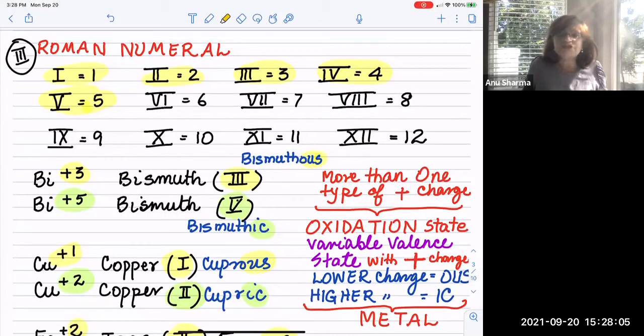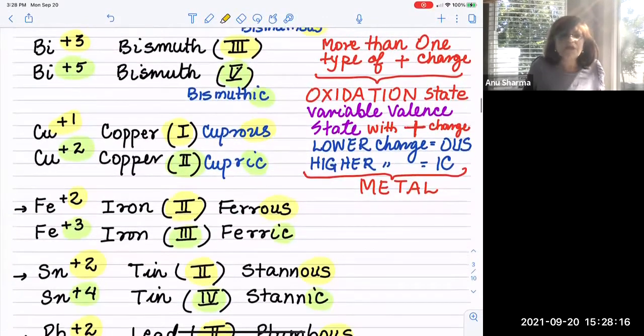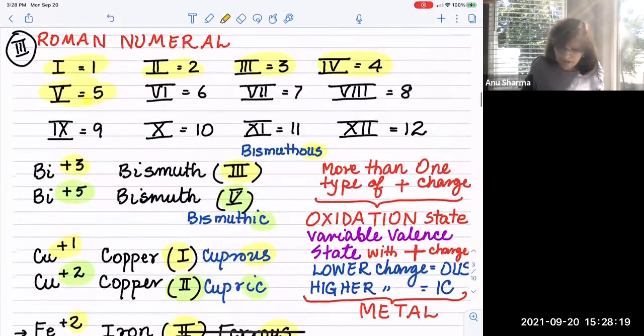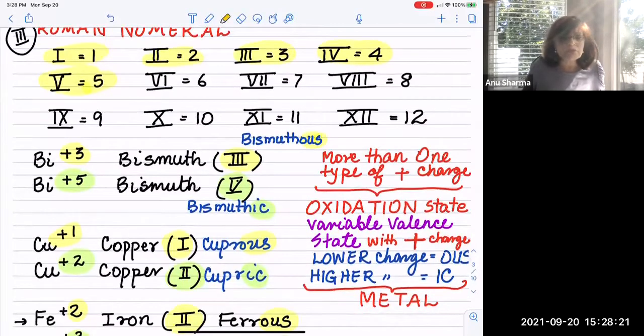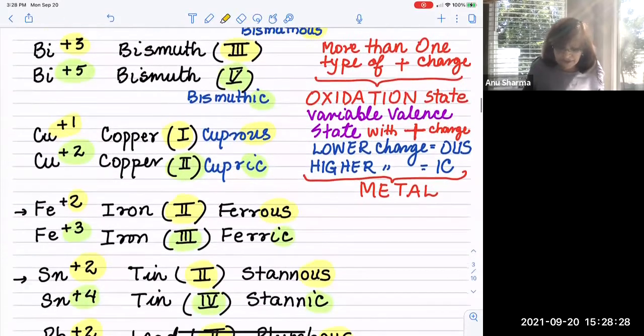The charges are represented by Roman numerals. So commonly, +1, +2, +3, +4, +5, +6, all those are represented as Roman numerals. Roman numeral 1, 2, 3, 4, 5, commonly these are the ones. So how do we write them is in this format. And there's also another thing.